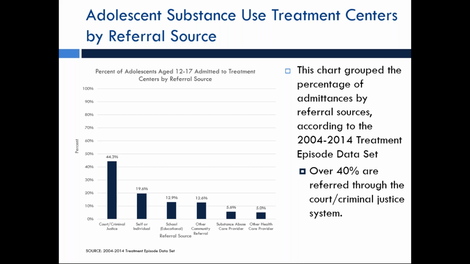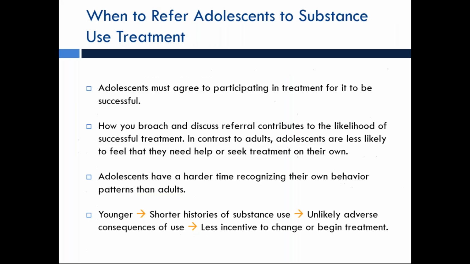By using the SBIRT model, adolescents in need of treatment can be identified and gain information, hopefully see the advantages of behavior change, and in some instances, gain insights that more treatment may be needed. Unless under a court-ordered mandate, the adolescent must be agreeable to participate in treatment. How the practitioner broaches and discusses referral contributes to the likelihood of a successful treatment referral.